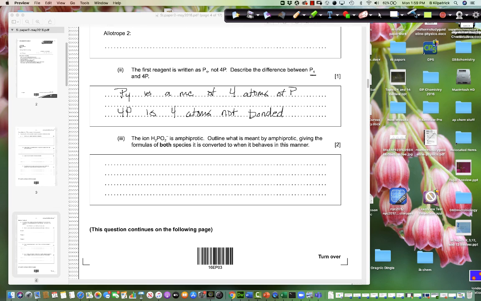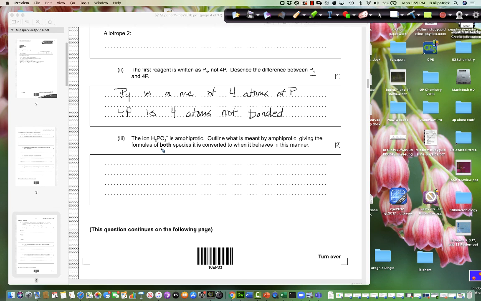All right, so the ion H2PO2- is amphiprotic. Outline what is meant by amphiprotic and give the formulas of both species it's converted to when it behaves in this manner. Okay, and I was careful not to really elaborate what that meant, because again, this is a vocab question. You need to know what amphiprotic means, and then you also have to be able to do something with that.